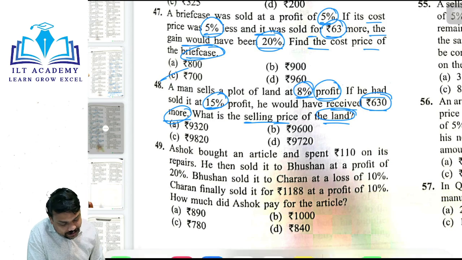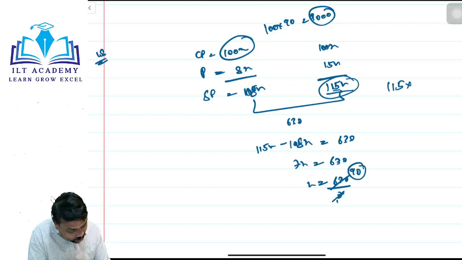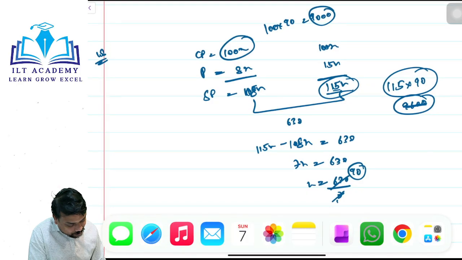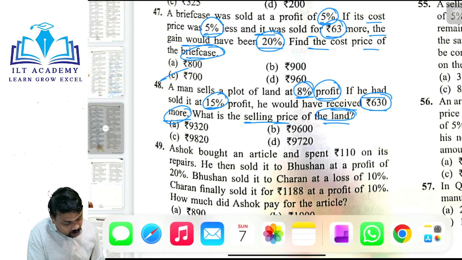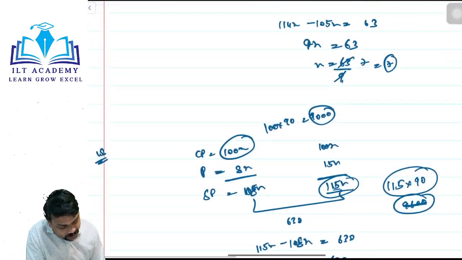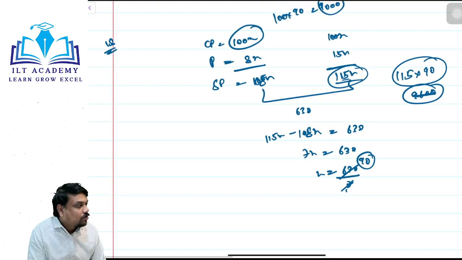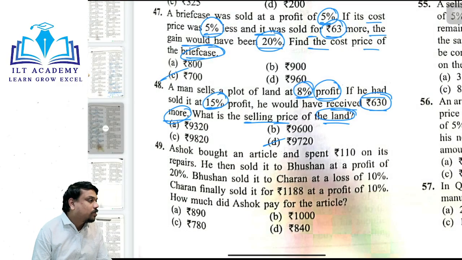What is the selling price of land? They are asking, not cost price. So new selling price is what? 115 into 90, which is 10,350. एक बार 90 into 115 करूँगा. So this selling price they are asking. First selling price 108 into 90 करो. 9,720.